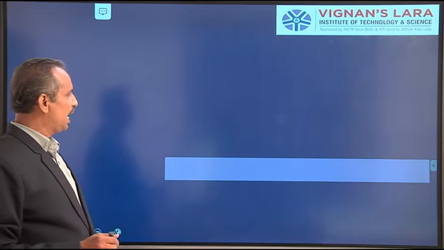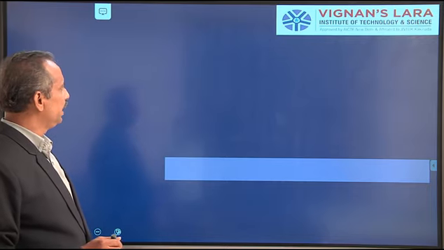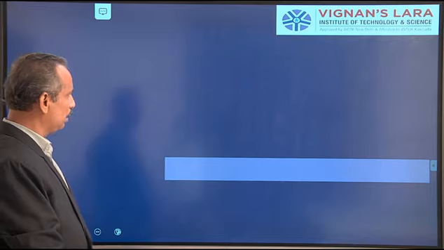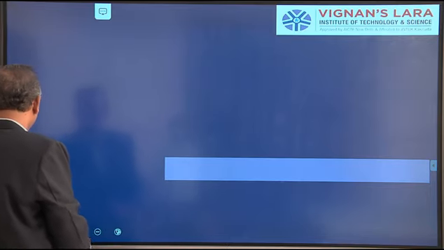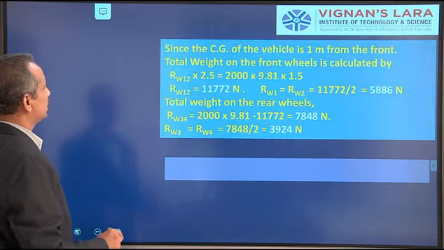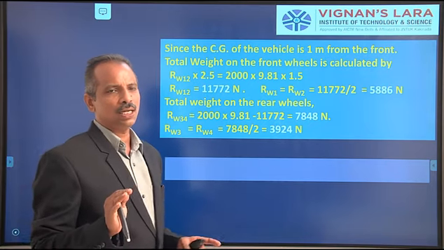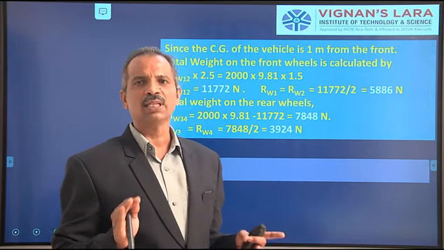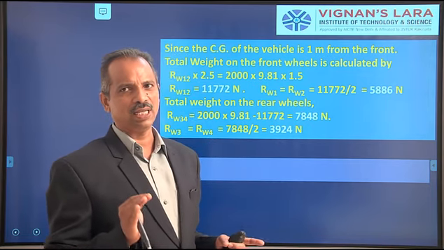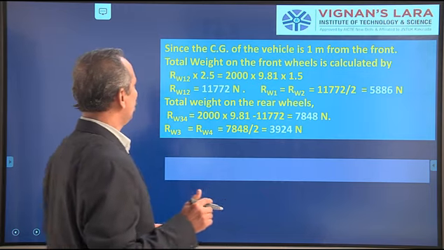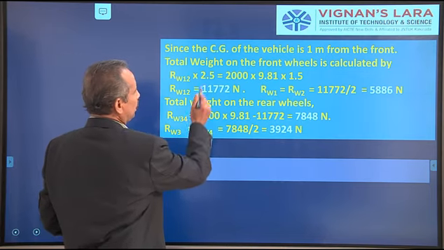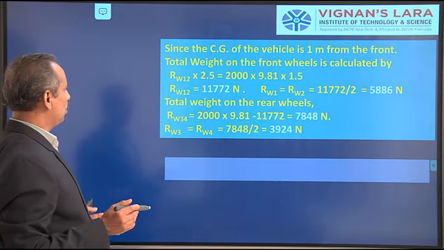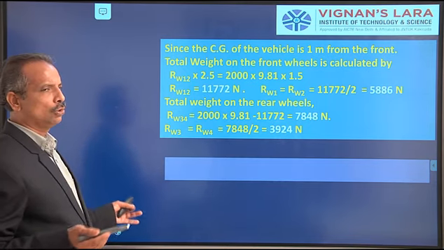As I have stated just now, the center of gravity is not at the center. So the reactions on the four wheels are not the same, they are different. How to find that out? Let us see. First, the total weight taken by the front wheels and the total weight taken by the rear wheels, how to calculate?